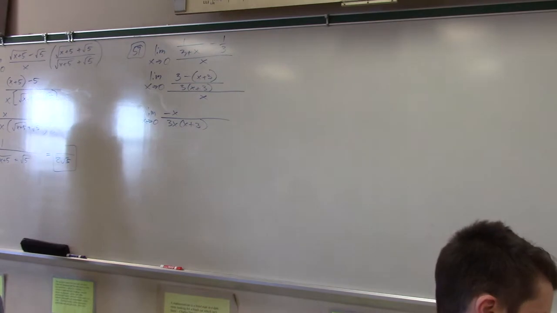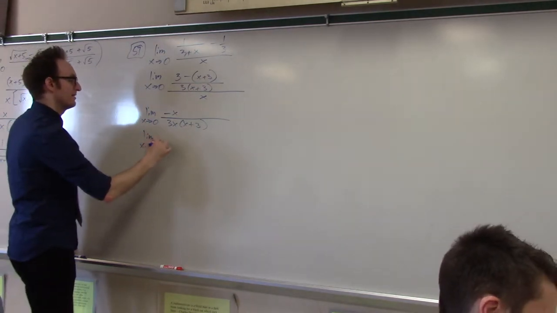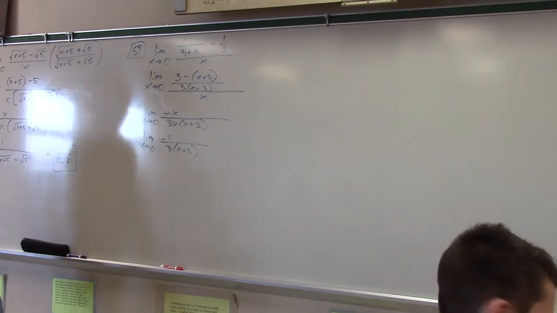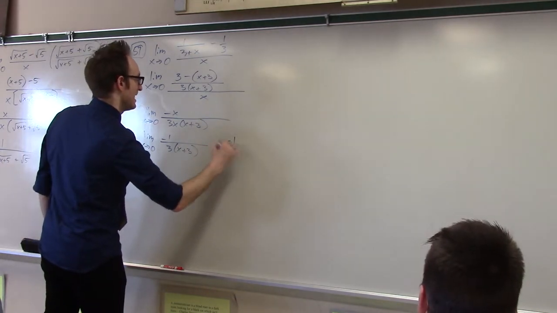So the x's cancel, and this becomes the limit as x goes to 0 of negative 1 over 3 times x plus 3. And now I can plug in the 0, and when I do so, I'm going to get negative 1 ninth.